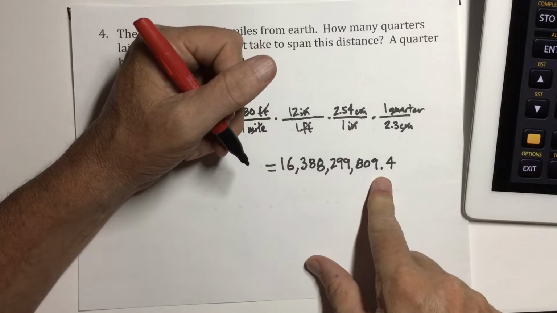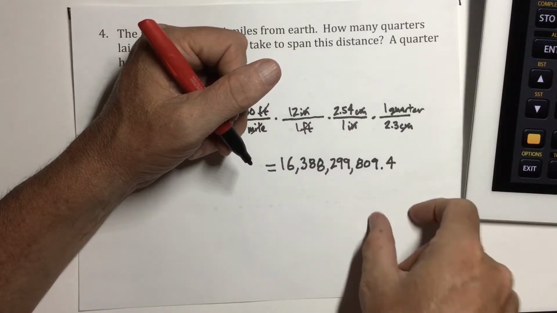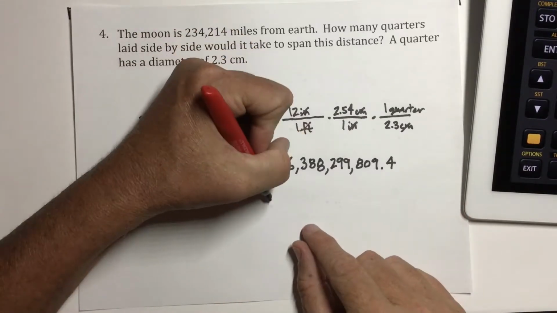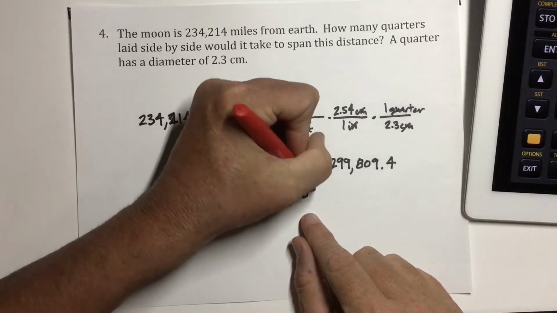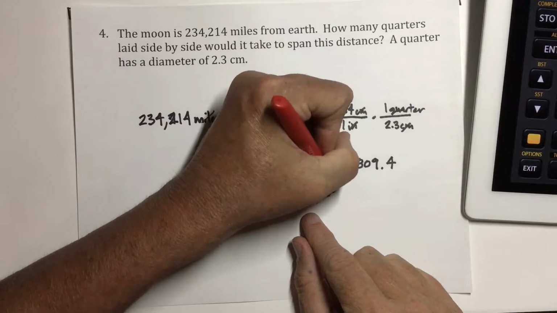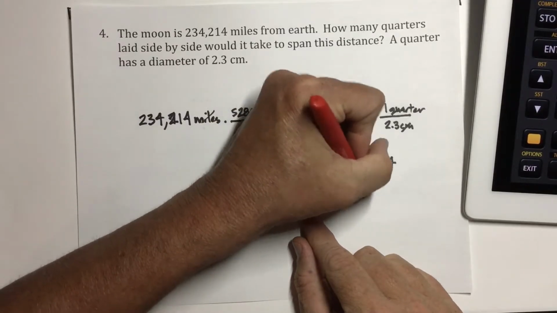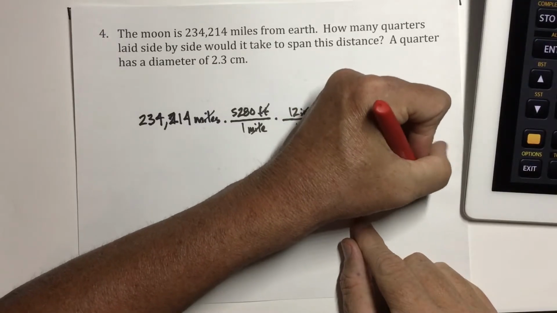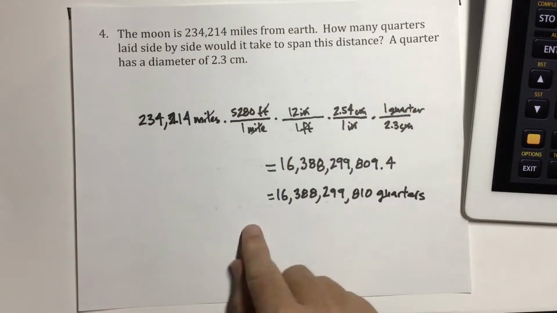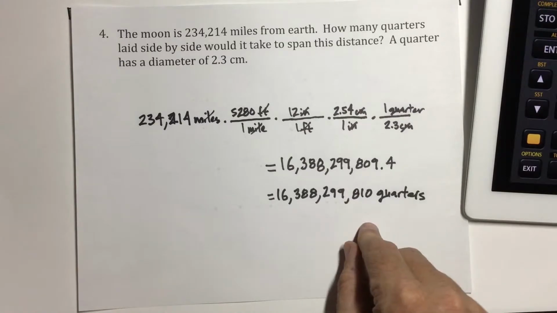But I can't have 0.4 of a quarter, so to make up that last little 40% of a quarter I need there, my final answer should be 63882999810 quarters. There we go. That's the final answer.